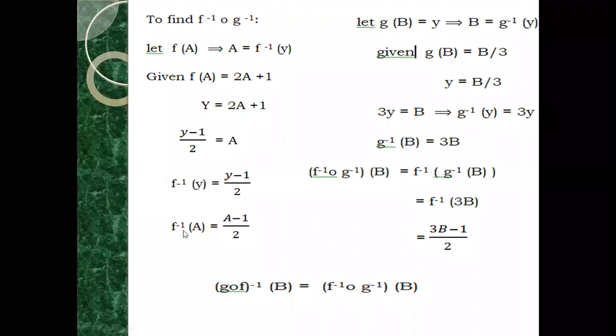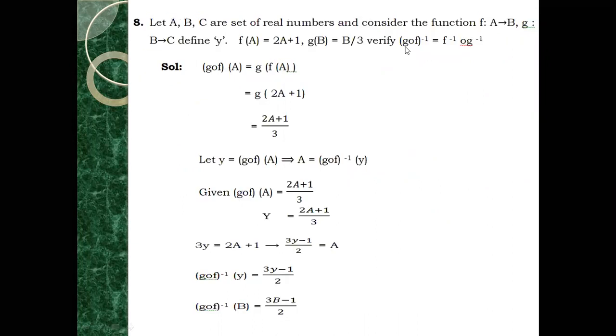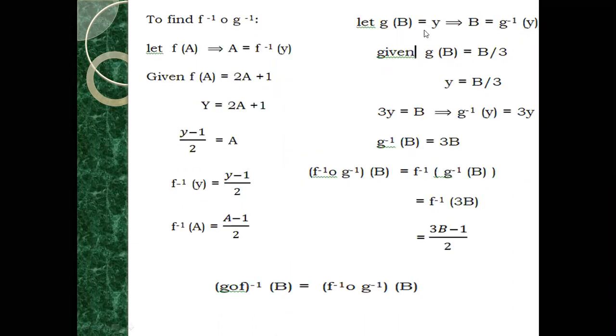So Y by B. So F inverse of B is equal to B minus 1 by 2. Okay. B minus 1 by 2. Next we have to find G inverse of B. So G of B is equal to Y.